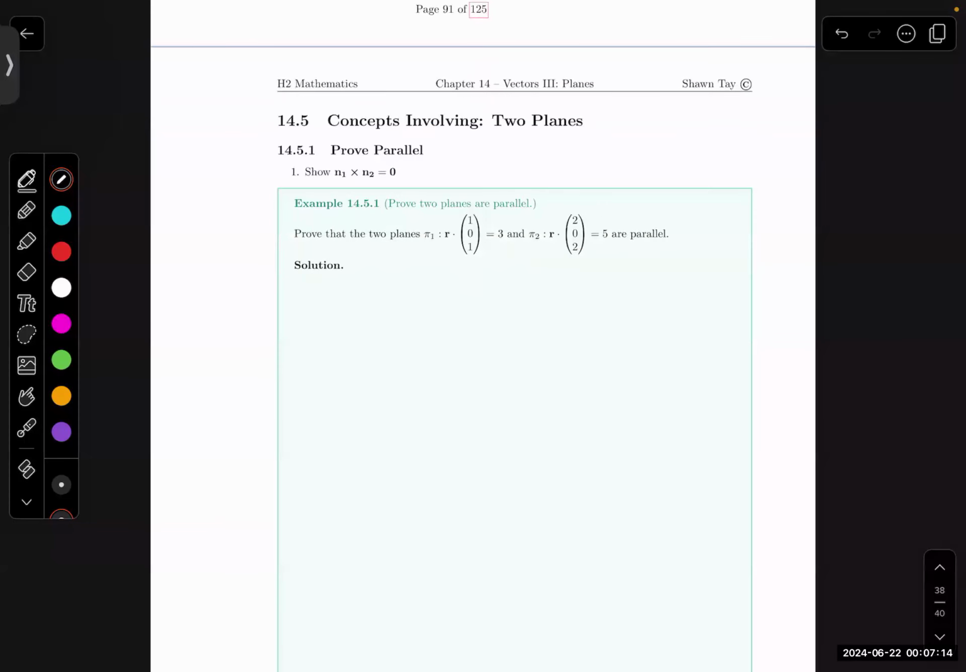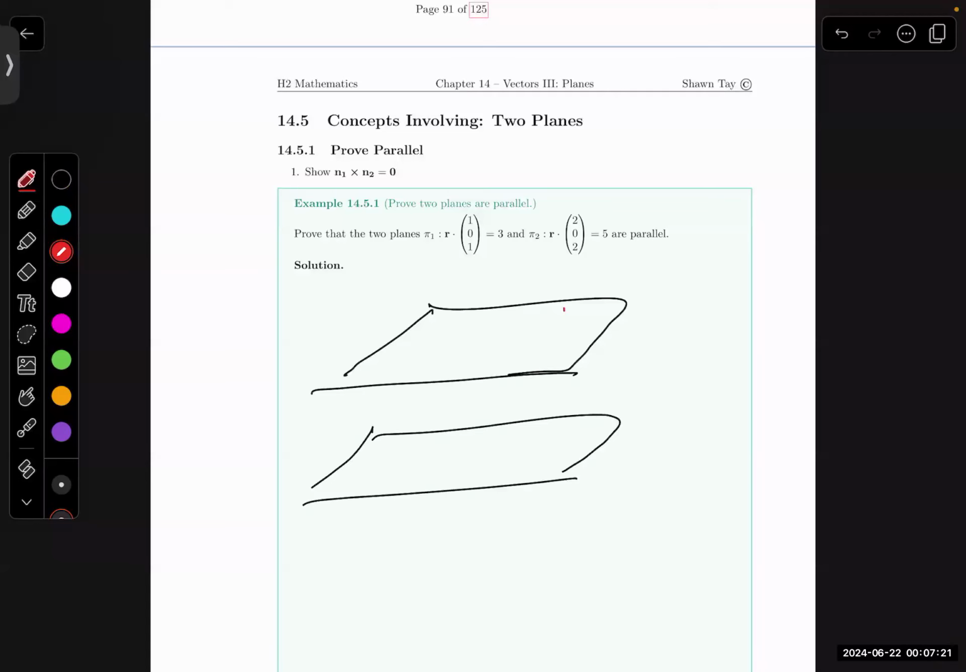Now I have concepts involving two planes. I can prove that the planes are parallel. To prove that the planes are parallel, the normal vectors must point in the same direction, n1, n2. I just need to show that the normal vectors are parallel. So step 1, show n1 equals k n2 for some k in R.